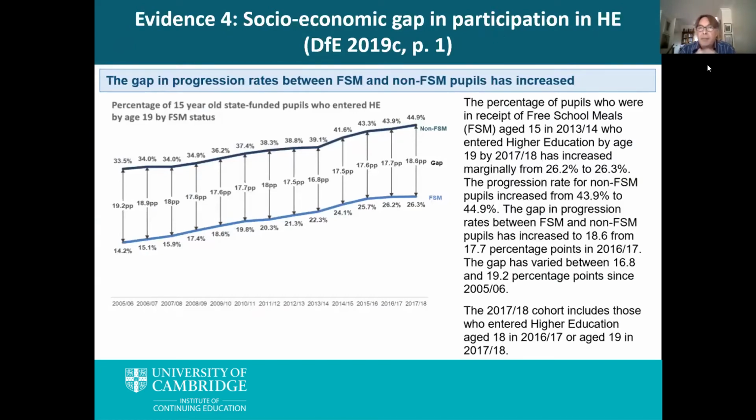This is probably the most straightforward of the slides in terms of evidence related to inequality in participation in higher education. So here again, I've taken Department for Education data on participation in higher education, comparing free school meal and non-free school meal pupils. And the comparison period is 2005 to 2017-18. And if we follow the lower line in this diagram, we can see that the percentage of free school meal pupils entering higher education has increased from 14.2% to 26.3%.